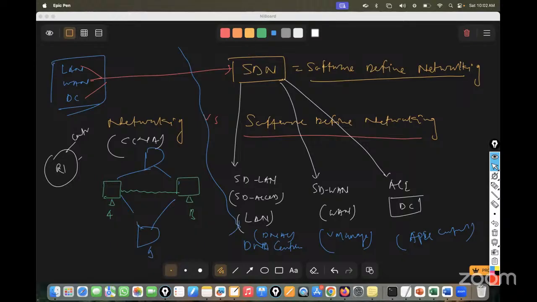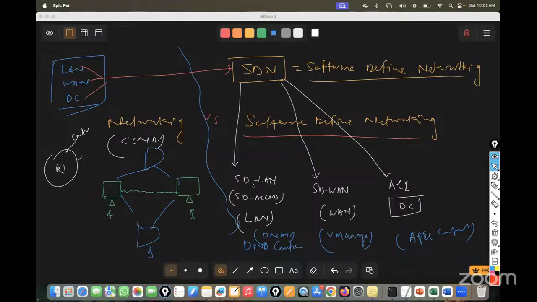Any question? Yes, Rajkumar. Which will be the most popular in these three? Means SD-LAN, SD-WAN, ACI you're talking? Yes. All three are popular. If you're learning SD-LAN also, you're going to get equal opportunity. WAN is more popular. Why? Because they have more WAN circuits available. Okay. LANs are basically fewer.